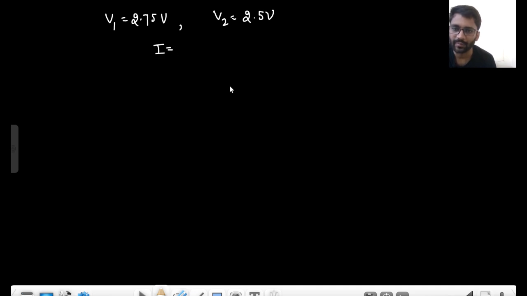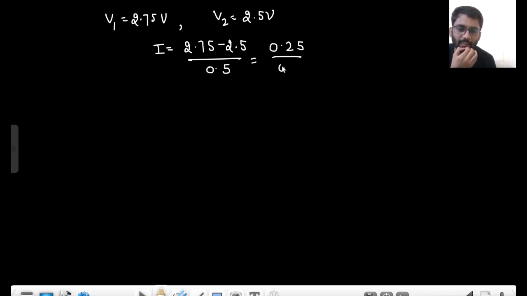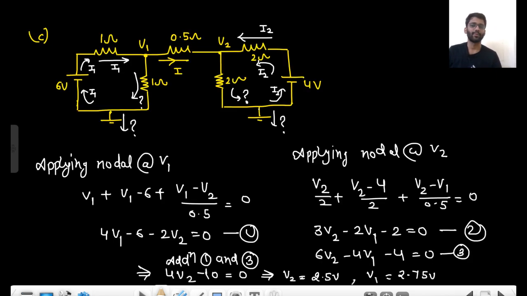Okay, so your I will be 2.75 minus 2.5 by 0.5. It will be 0.25 by 0.5. That means it will be 0.5 ampere. Right? Okay. So here your current is not equal to 0 but 0.5 ampere. Why is it happening? Because there is a ground at both. This potential was 2.75 volt and this potential was 2.5 volt.